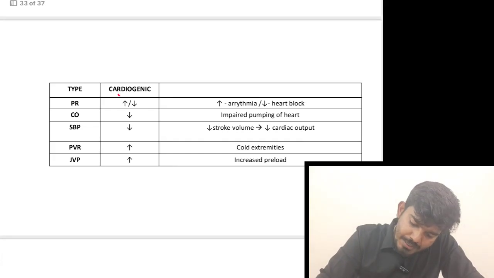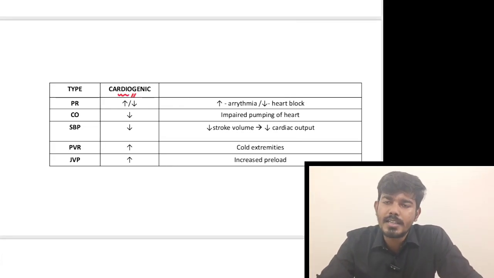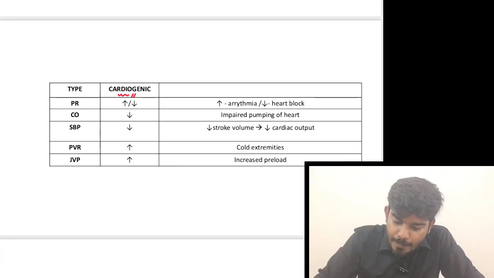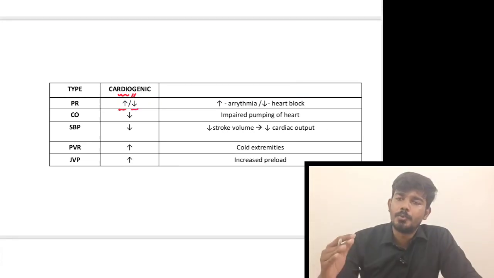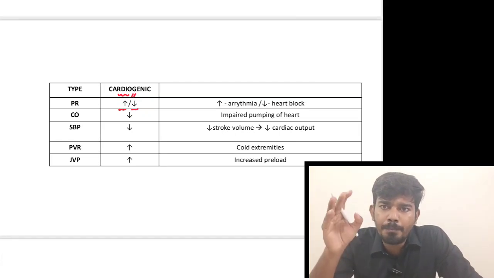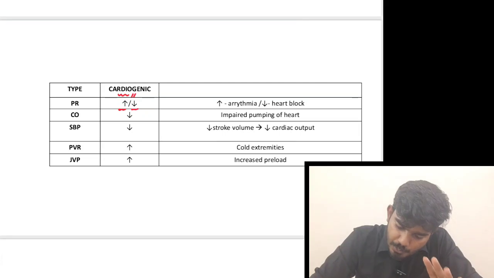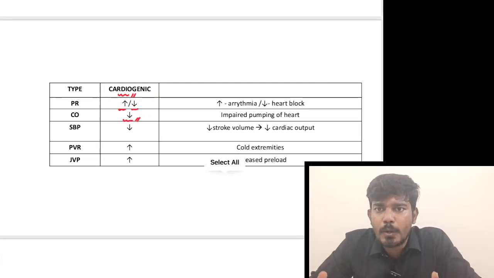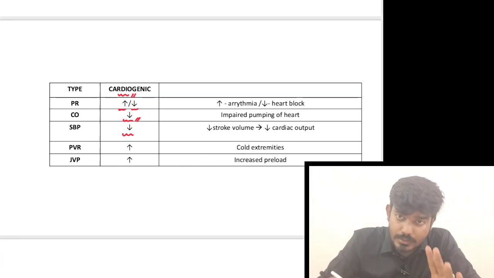Then cardiogenic shock. Cardiogenic shock happens either due to arrhythmia, or it can also happen due to heart block. In heart block, heart rate will be decreased, whereas in arrhythmia it will be increased. Okay? So what happens? The heart is not pumping properly. So heart pumping is less, so the output will also be less. The blood going out per minute will be less, so cardiac output will also be less.